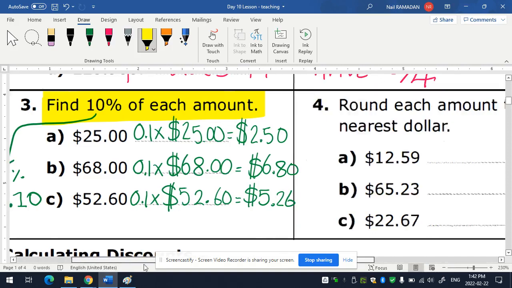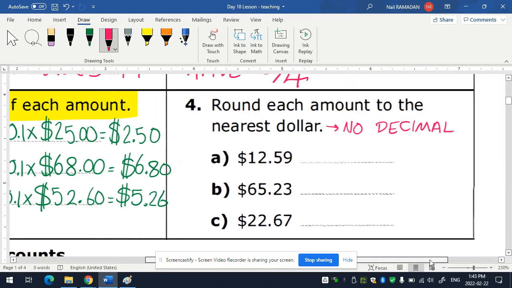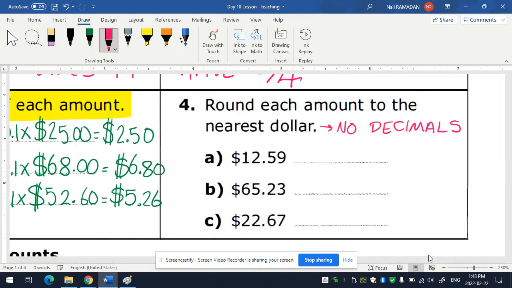All right. Round each amount to the nearest dollar. What does that mean? No decimals are allowed. So I want you to write no decimals. Remember, in math and in life as well, there are multiple ways to say the same thing. So saying no decimals is exactly like saying nearest full whole dollar. So what does that mean? Where do you make your cut? You make your cut right at the point. Exactly. Right at the point.